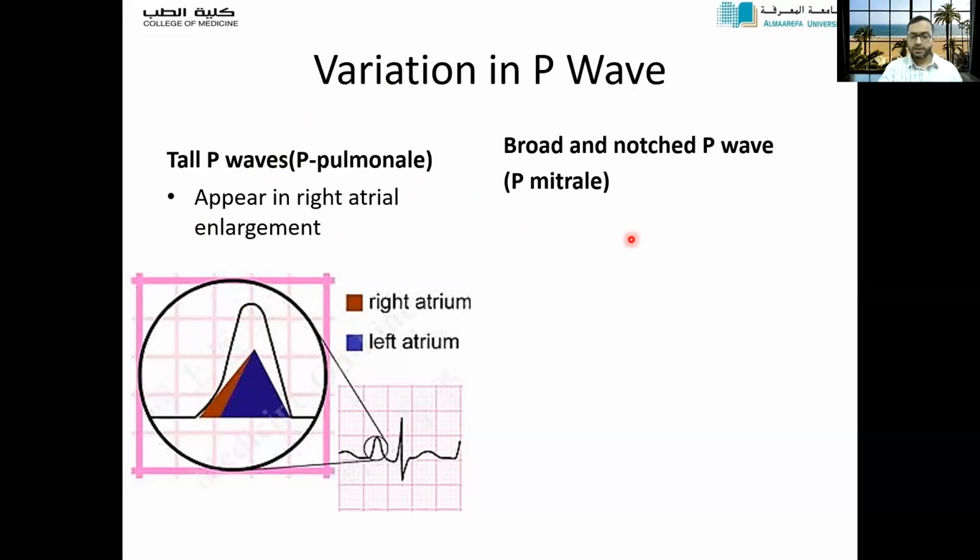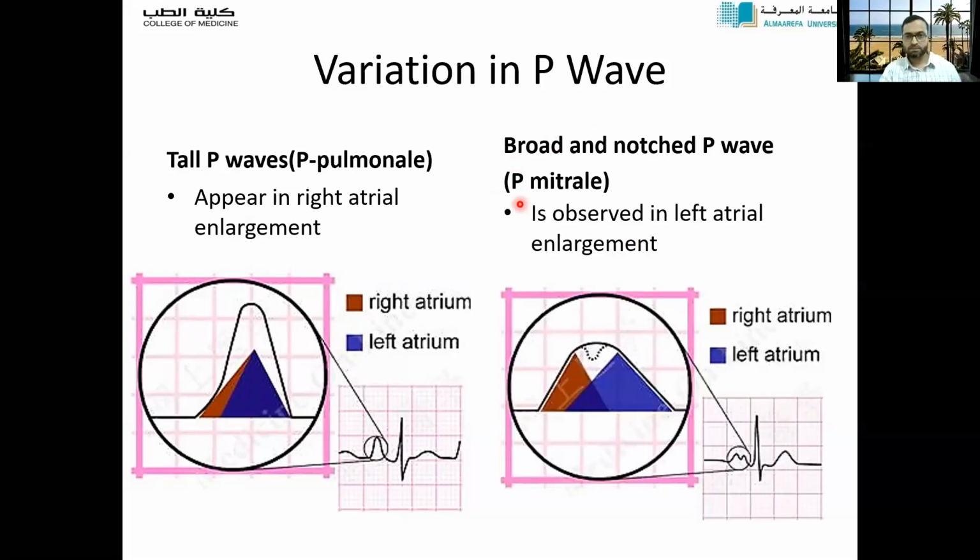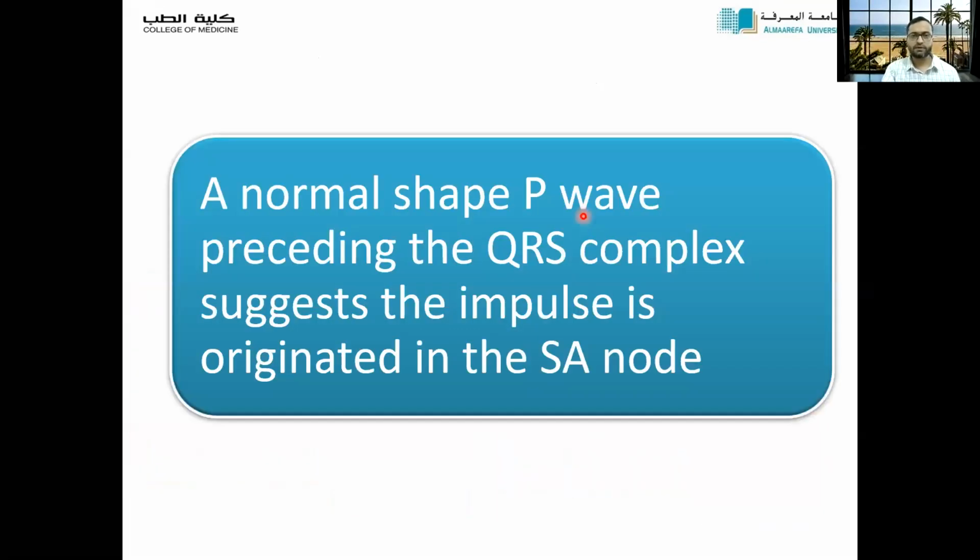Another variation in the shape of the P wave is a broad and notched P wave, which is also known as P mitral. This is commonly seen in left atrial enlargement. Here the right-sided half of the P wave is taking more time, and this results in notching of the P wave. This is known as P mitral, as it is associated with the left side, the mitral valve, and one of the reasons is mitral stenosis. That's why it's labeled as P mitral. So these are some of the variations in the P wave.